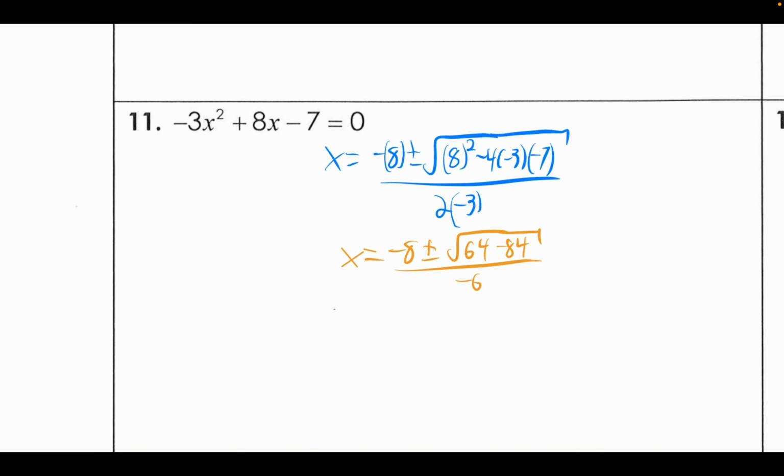all over negative 6. And so that ends up being negative 8 plus or minus the square root of negative 20 all over negative 6. Notice a square root of a negative, so we're going to have imaginary solutions here. So I get negative 8 plus or minus 2i square root of 5, because square root of negative 20 is the square root of negative 1 times the square root of 4 times the square root of 5. Square root of negative 1 is i, square root of 4 is 2. And that's all over negative 6.